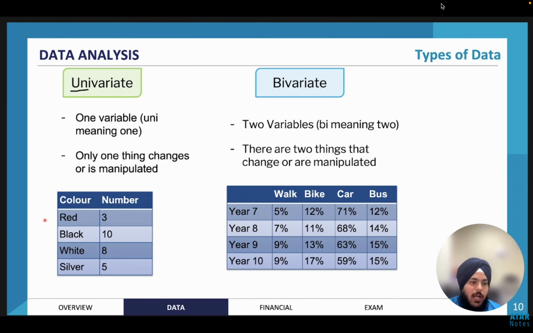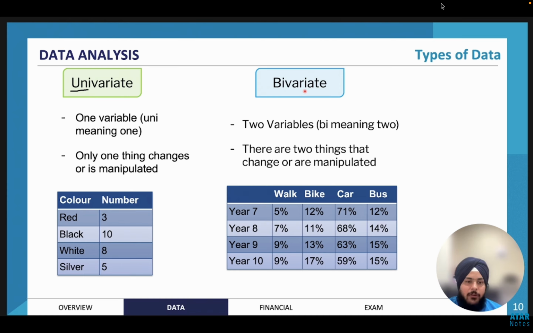So for example, color is something that we might be recording. So for example, the color of cars that pass through a particular intersection. We're only looking at one variable here. So therefore, this would be univariate data.